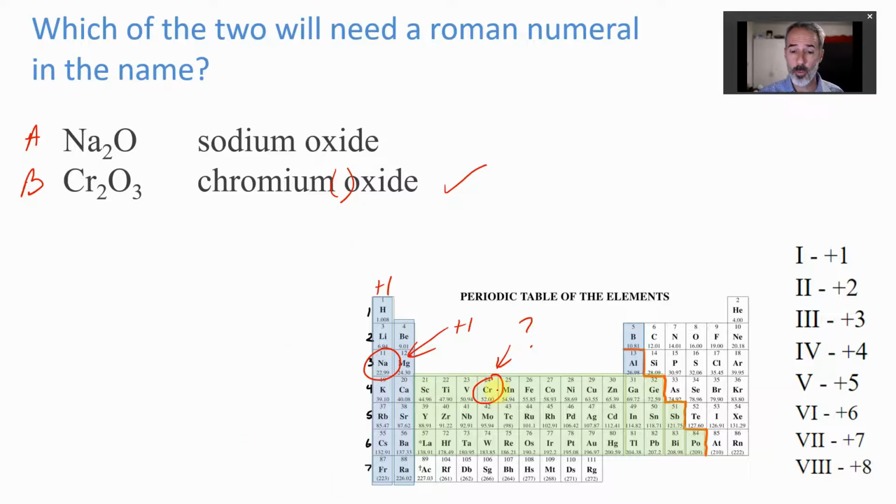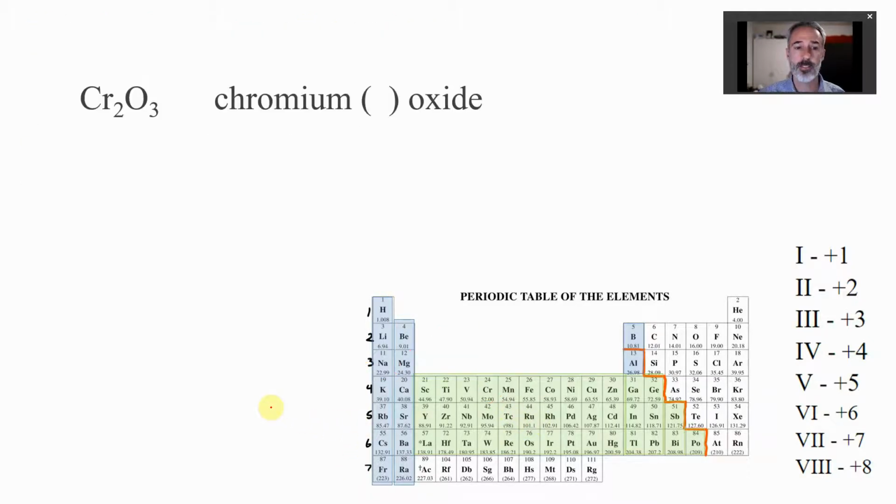But also chromium, it's a transition metal. And all of these things in the green area, in the transition metal area, are going to need a Roman numeral. Okay, let's figure it out. Now you know to figure out what that Roman numeral is. By the way, is it 2? No. It's not referring to the number of chromium atoms. So it's not 2. It's the charge. Remember, that's a charge. So how do we figure it out?